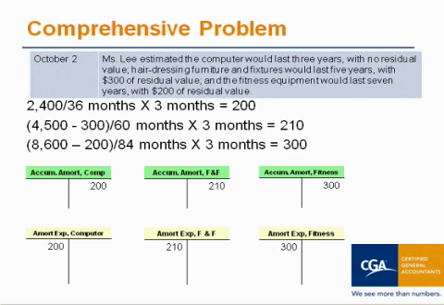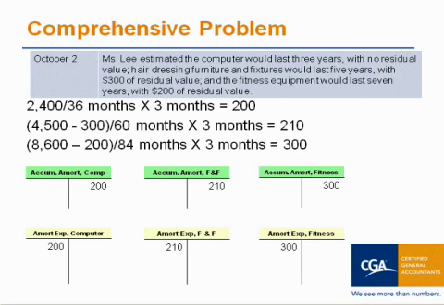We're told that those assets would last 5 years and that there would be a residual value after 5 years of $300. So Miss Lee expects that in 5 years' time, all of that equipment will be worth $300. So she paid $4,500, minus the $300 residual value. So we have to amortize or depreciate $4,200 over 5 years. 5 times 12 months is 60 months, and we've used up 3 months. So $4,200 divided by 60 months times 3 months is equal to $210.